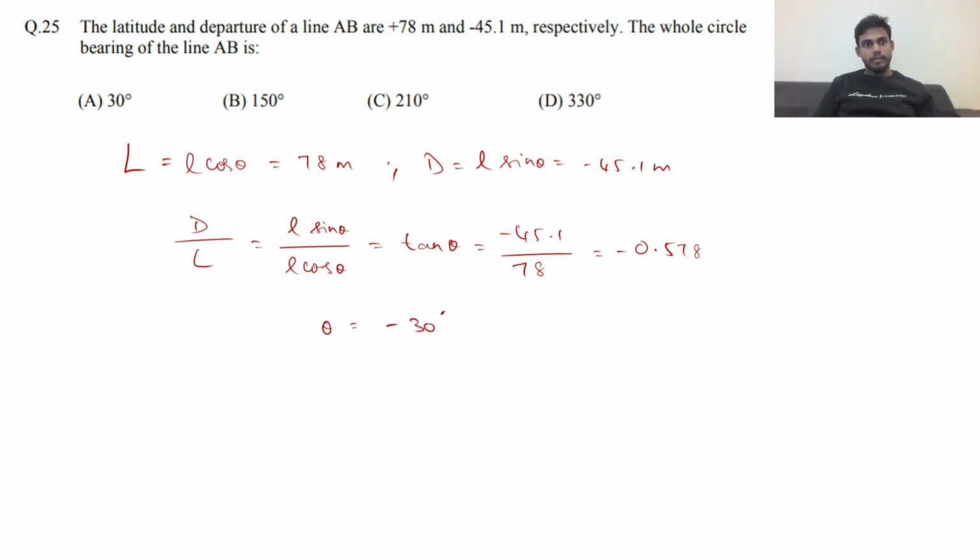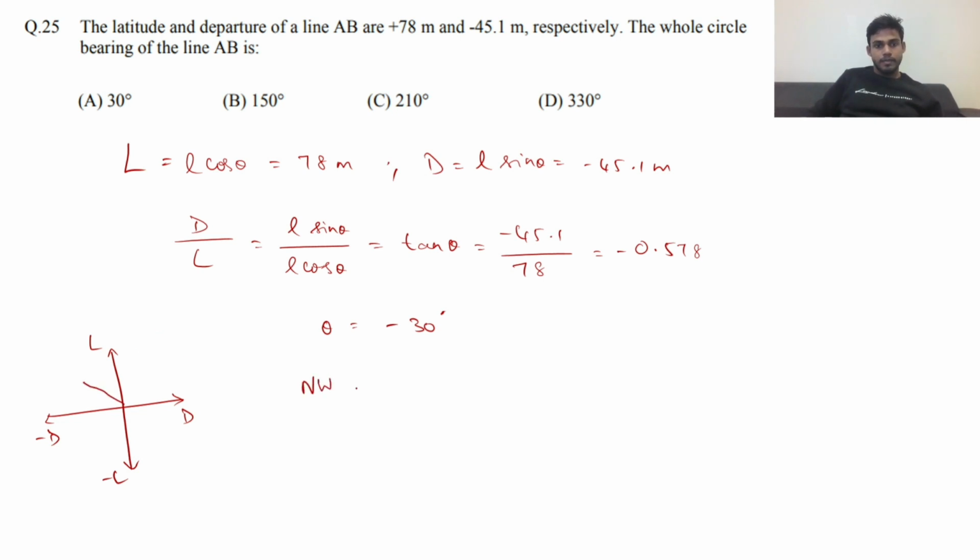But this is not the answer. Look at the signs of latitude and departure. Latitude is positive and departure is negative. So this lies in the fourth quadrant. We know north is plus latitude, south is negative latitude, east is positive departure, and west is negative departure. So the latitude is positive, so it lies on the north side, and departure is negative, so it lies on the west side. So this lies on the fourth quadrant, that is, northwest.